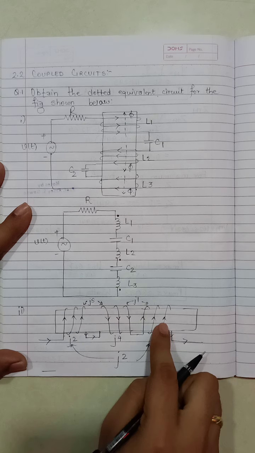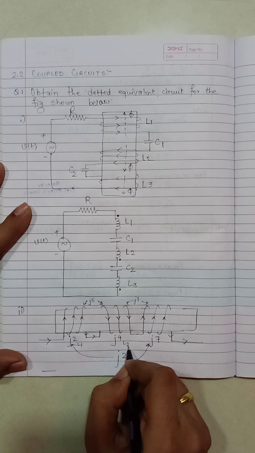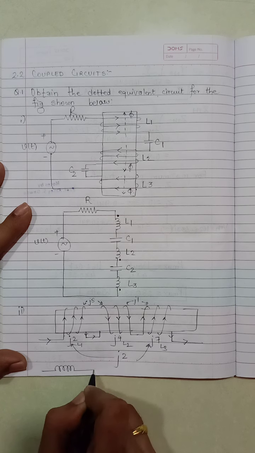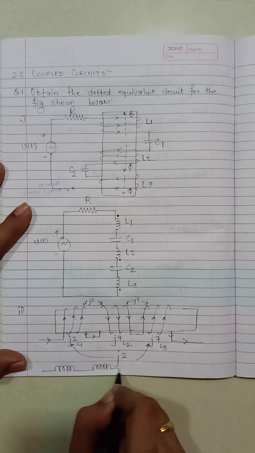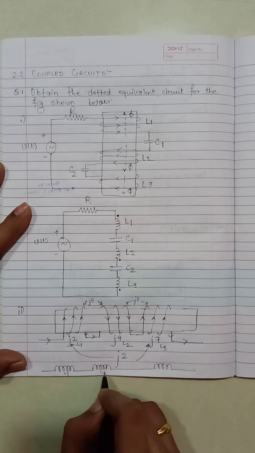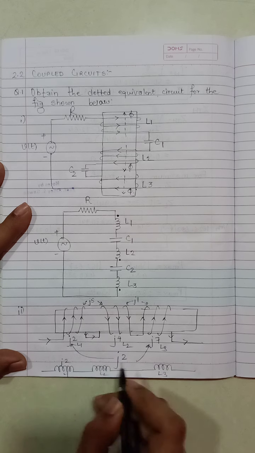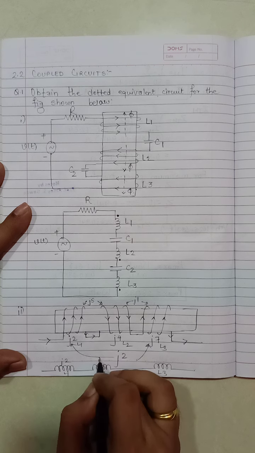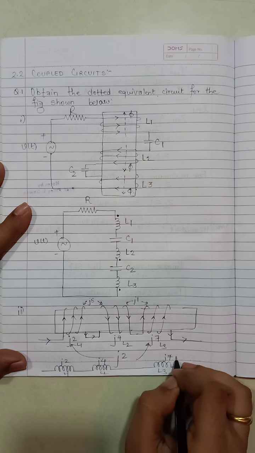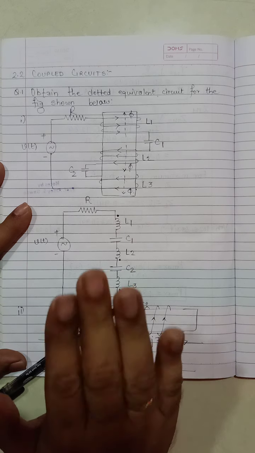Now how do we draw the equivalent of this? We have 1, 2, 3 inductors. So let us call them L1, L2 and L3. So you have 3 inductors, L1, L2, L3. The values of these inductors are J2, J4, J7. Now current is flowing in the upward direction.